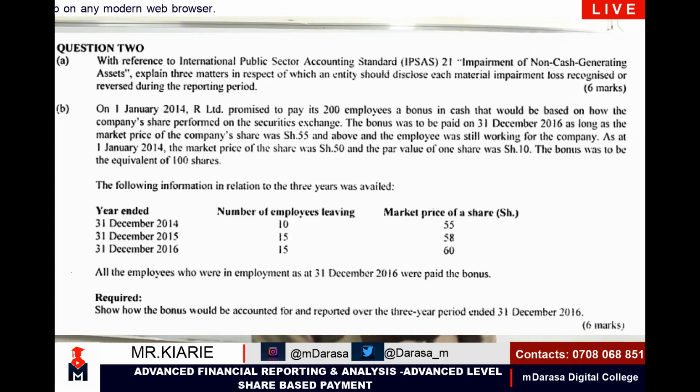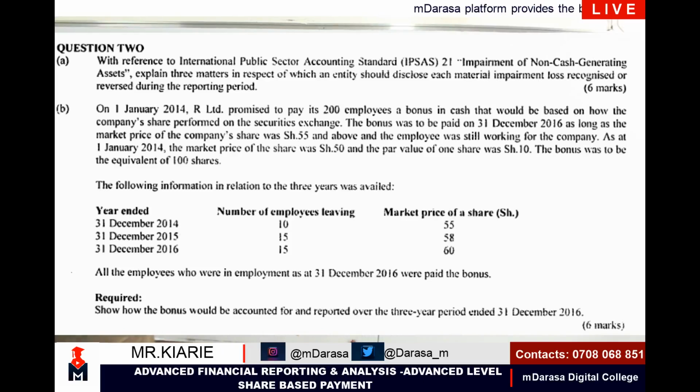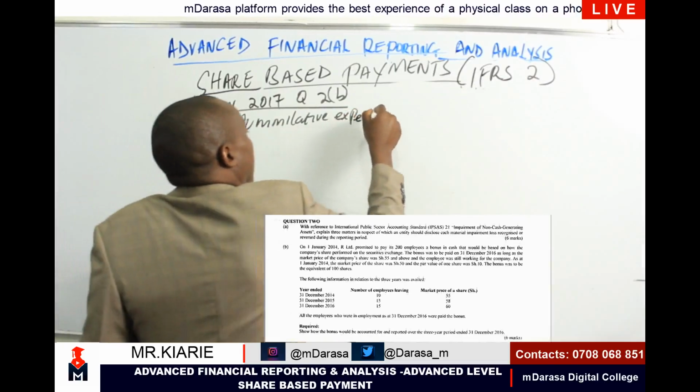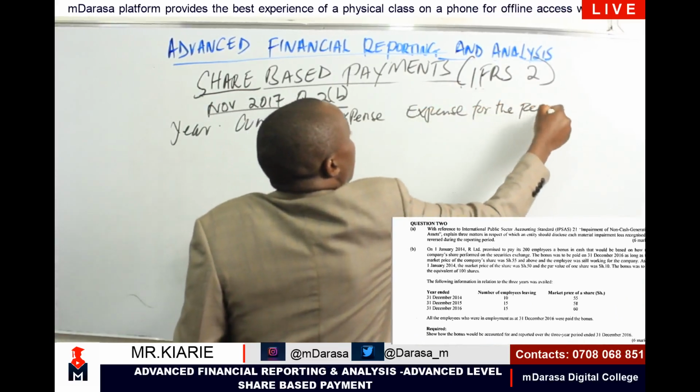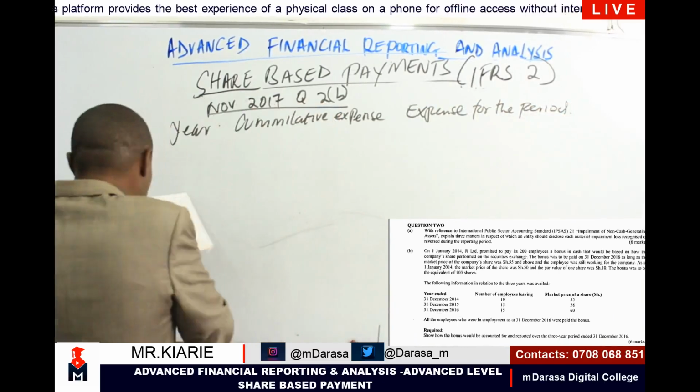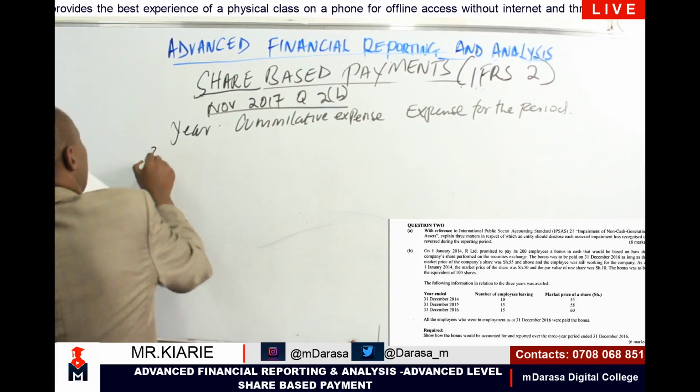Then you are required to show how the above bonus would be accounted for and reported over the 3-year period ended 31st December 2016. So year, then cumulative expense, then expense for the year, expense for the period. The first year is ending 31st December 2014.